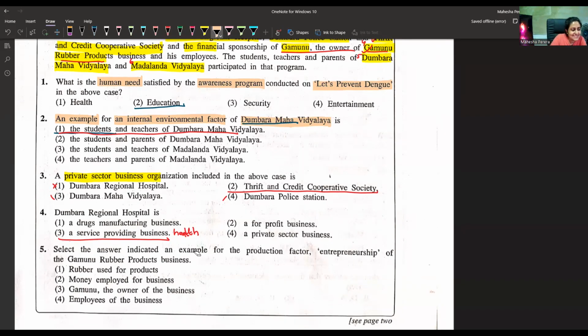Select the answer indicated. An example for production factor entrepreneurship. We know one of our production factors is entrepreneurship. What are the rest, Puta? Land, labor, and capital. And finally, we have entrepreneurship of Gamunu rubber products.